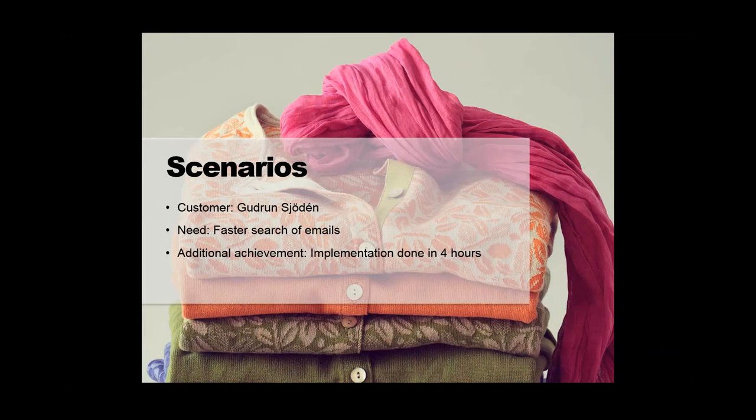Another Swedish company, who makes women's clothes, is Gudrun Sjöden. They had implemented Retain in less than 4 hours, and they love the fast search of emails inside the system.